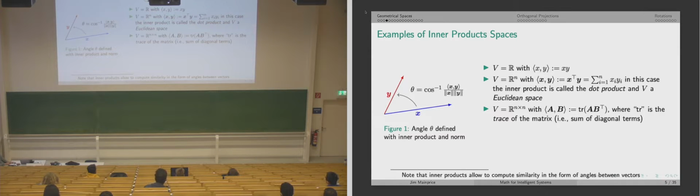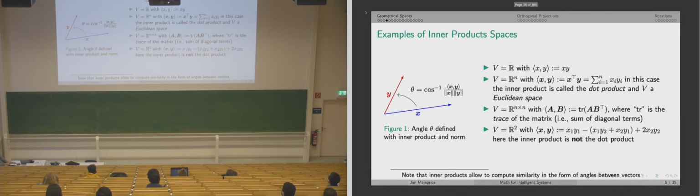So if we have the vector space of square matrices, then a valid inner product is to take the trace of A times B transpose, where the trace is actually summing the diagonal terms. And it's a valid inner product because it is bilinear, symmetric, and positive definite. So in R2, this is an inner product that is not the dot product. So it's another type of inner product.